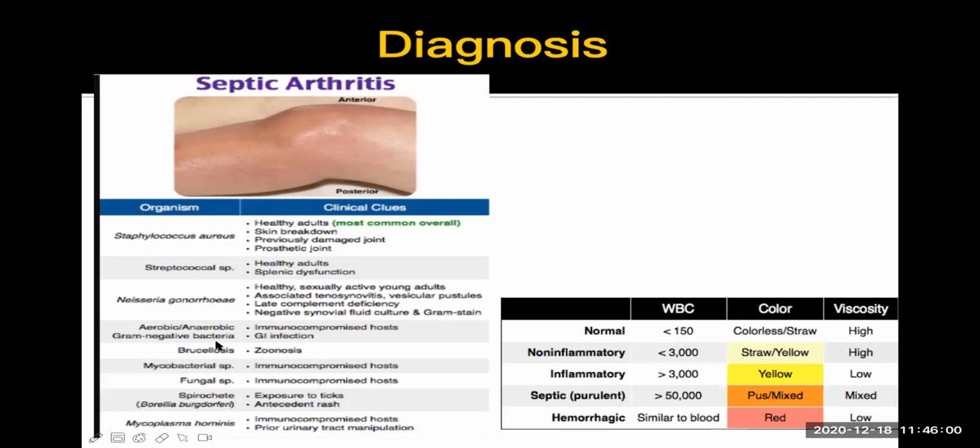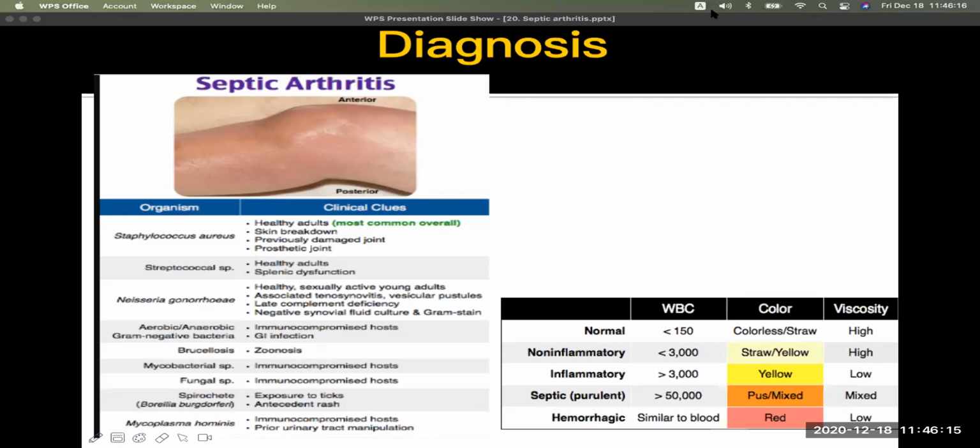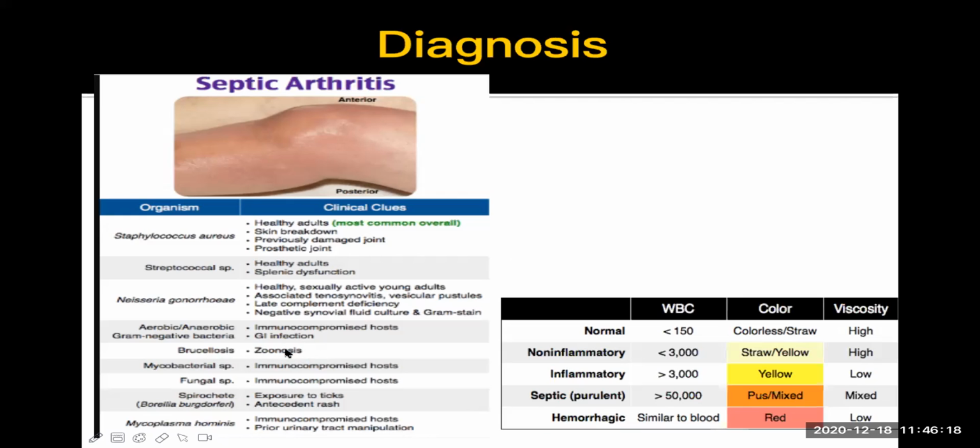Aerobic or anaerobic gram-negative bacteria may cause the infection in an immunocompromised host, and because of the GI infection, because these organisms are very common inside the GI tract, they may migrate from there to the blood and then to the joint. Brucellosis is a type of zoonotic infection. Okay, zoonotic means the infection which is transmitted from the animals. And which animal is commonly associated with Brucella infection? Which animal? Yes, which animal is that?